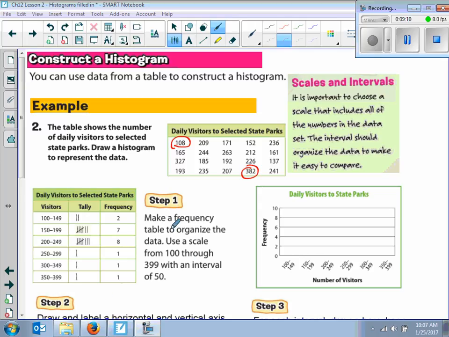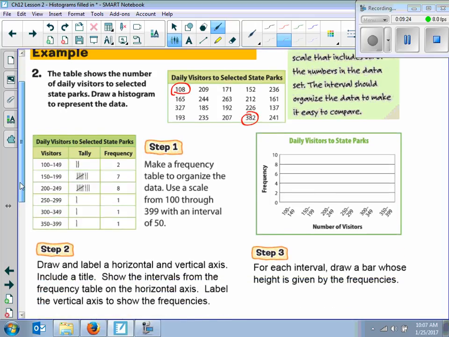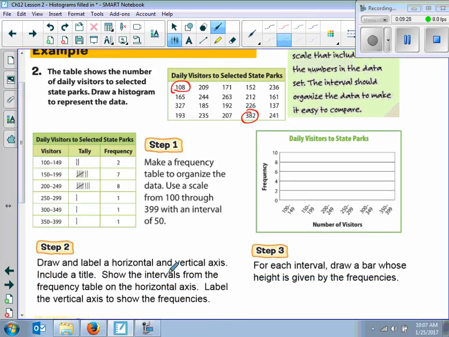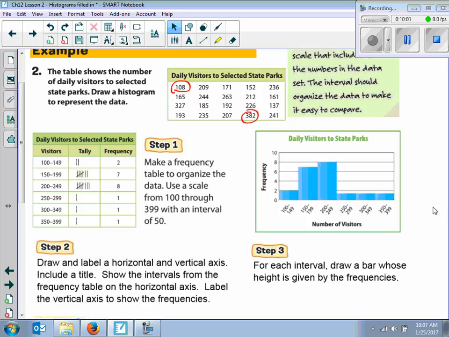So the first step was to make a frequency table to organize the data and use a scale that goes from 100 to 399, and we used an interval of 50. Step 2 is to draw and label a horizontal and vertical axis and include a title. You need to make sure that you have your title there. We want to show the intervals from the frequency table on the horizontal axis, and we want to label the vertical axis to show the frequencies. And again, frequency is how many times something happens. So this is what our frequency chart looks like.